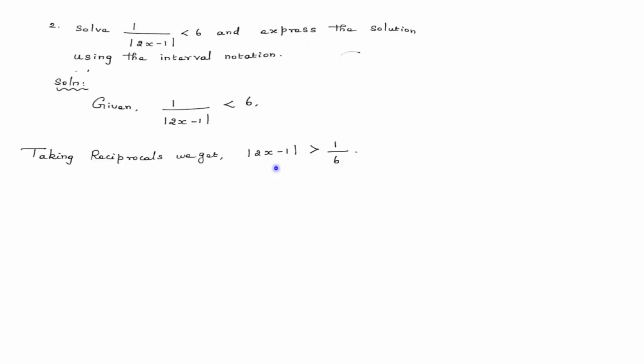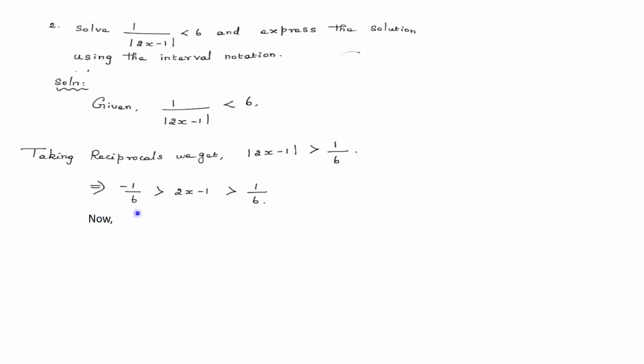This meaning is, within this modulus value, that is 2x minus 1 lies between 1 by 6 to minus 1 by 6. Okay, it is less than means you have to say that as the values lie between negative value to positive value. Here greater than sign, so you have to represent that as minus 1 by 6 greater than 2x minus 1 greater than 1 by 6.